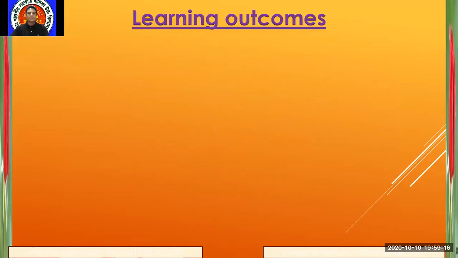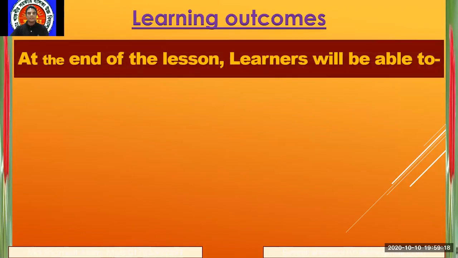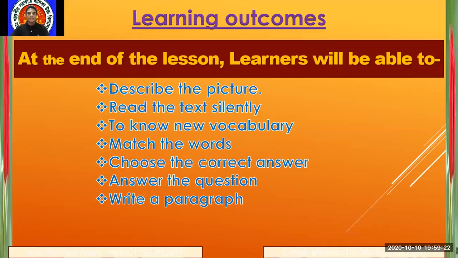Now, learning outcomes. At the end of the lesson, learners will be able to describe the picture, read the text silently, know new vocabulary, match the words, choose the correct answer, answer the questions, and write a paragraph on Sompur Mahabihar.